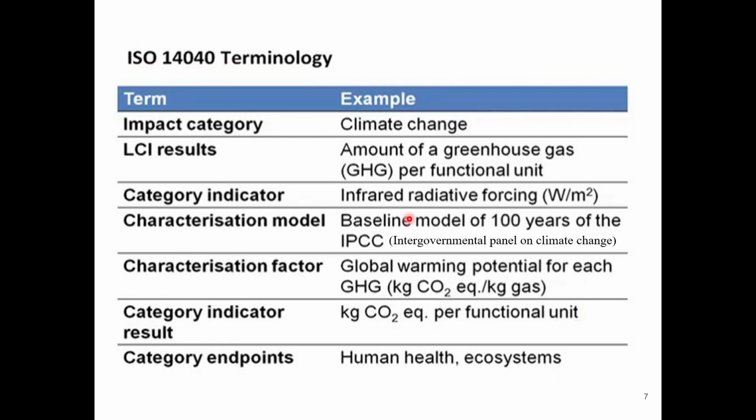So these are some of the standard definitions of the life cycle terms as per ISO 14040. There are also some terms like impact category, LCA results category, indicator, and characterization model. We studied this in the last class: characterization factor, category indicator, result, category endpoints. There are some examples based on that also, as you can see here.